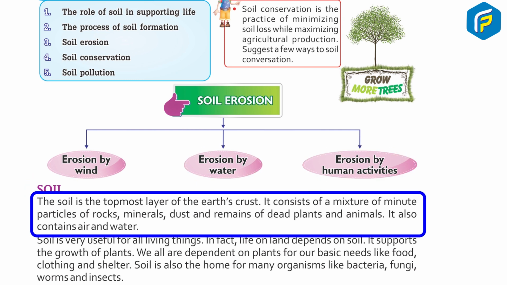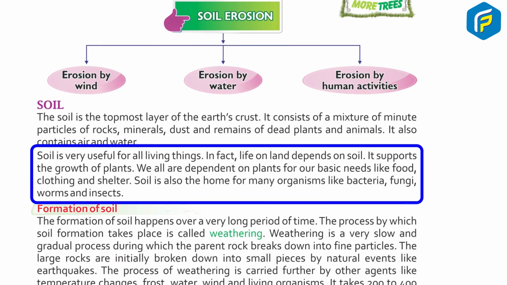Soil. The soil is the topmost layer of the earth's crust. It consists of a mixture of minute particles of rocks, minerals, dust, and remains of dead plants and animals. It also contains air and water. Soil is very useful for all living things. In fact, life on land depends on soil.